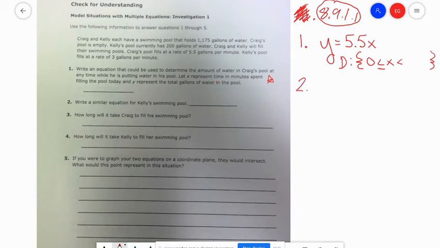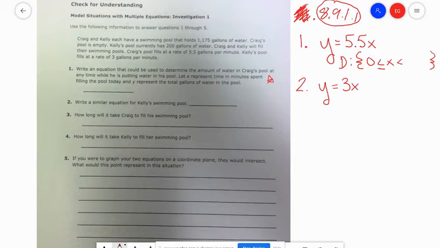Number 2, write an equation for Kelly's swimming pool. So once again, Y represents the total gallons in the pool. So Y is equal to, well, look at hers. Hers already has 200 gallons in it. No matter if she's filled up for 3 minutes, it started off with 200 gallons. If you filled up for an hour, it still always started with 200. So our rate in this case is 3 gallons per minute. So the units are correct.